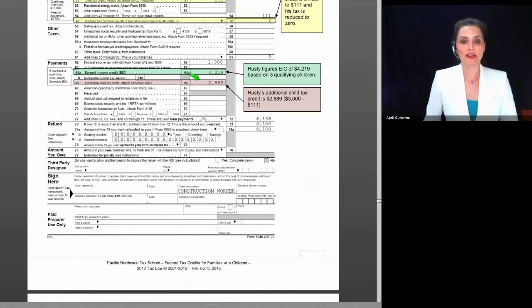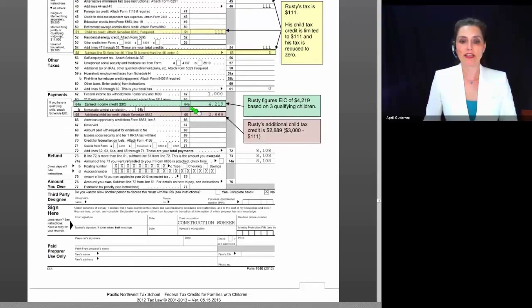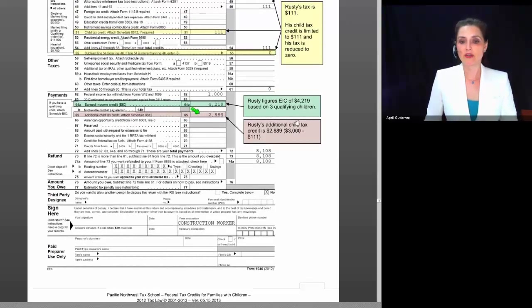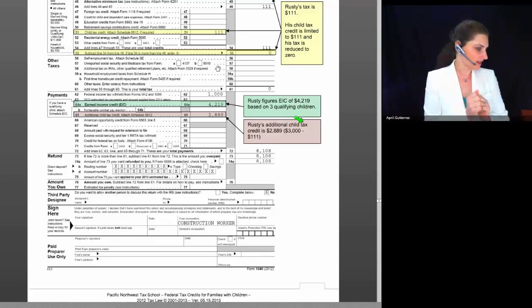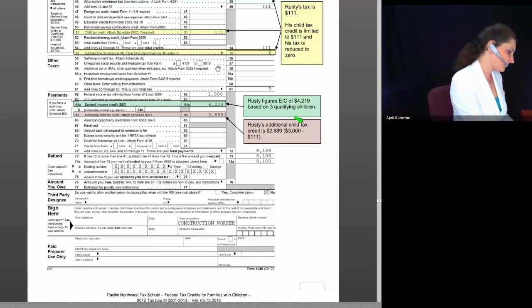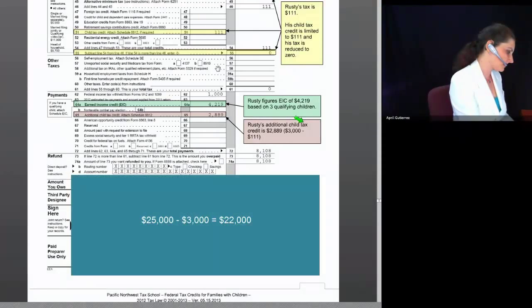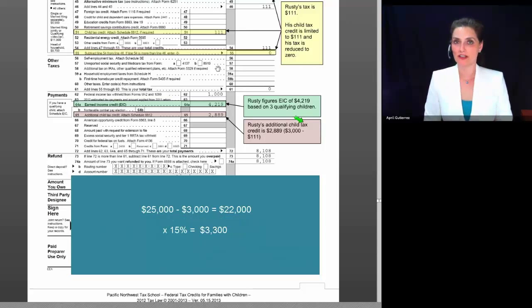So let's go figure out what that is. Ultimately, when we're done, he qualifies for an additional child tax credit of $2,889, and the math behind that is three qualifying children, $3,000, minus the $111 he's already claimed, that gives you $2,889. And how do we know he qualifies for the maximum $3,000? Well, we would take $25,000 of wage, subtract out the $3,000 limit, and multiply the difference by 15%. When I do that, 25,000 minus 3,000 equals 22,000, and I multiply that by 15%, $3,300.